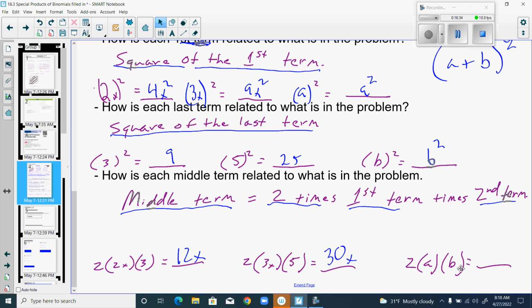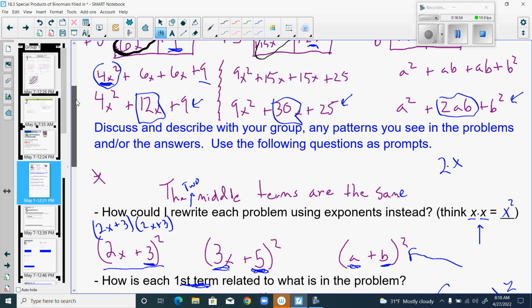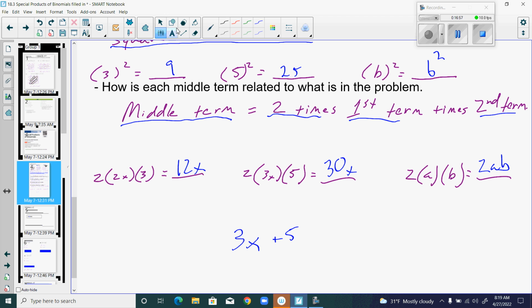So let's make up an example here. This is how you'll see the problems. Let's say I took 3x plus 5. That was the same example that we had before, so let's get rid of that one. Let's say I had 4x plus 3, okay? And I took that binomial and I squared it.